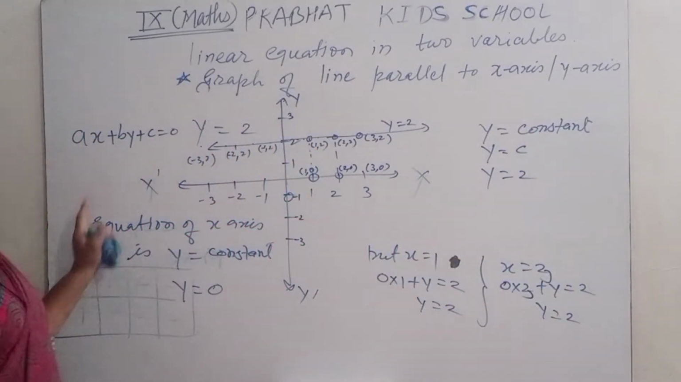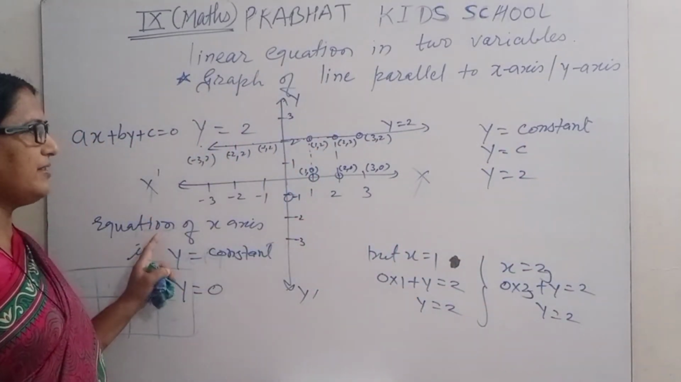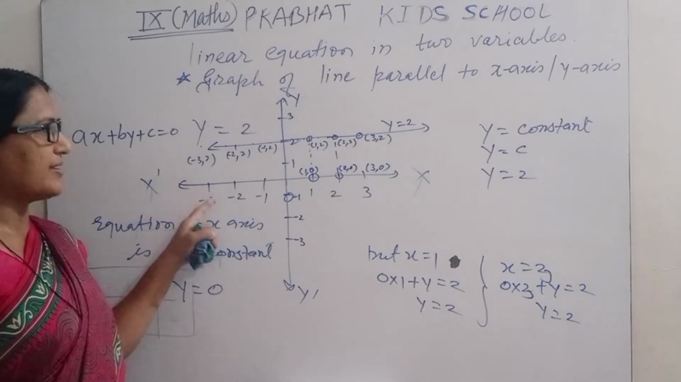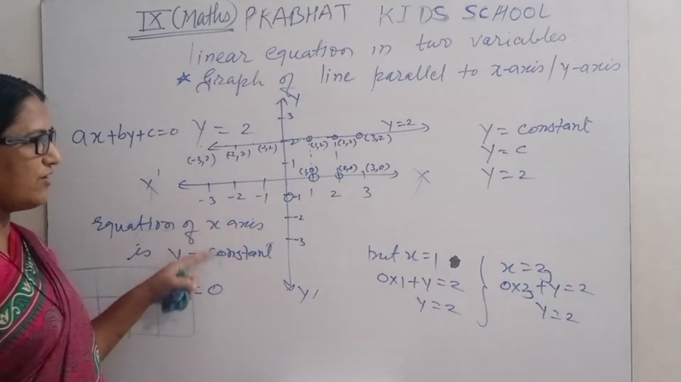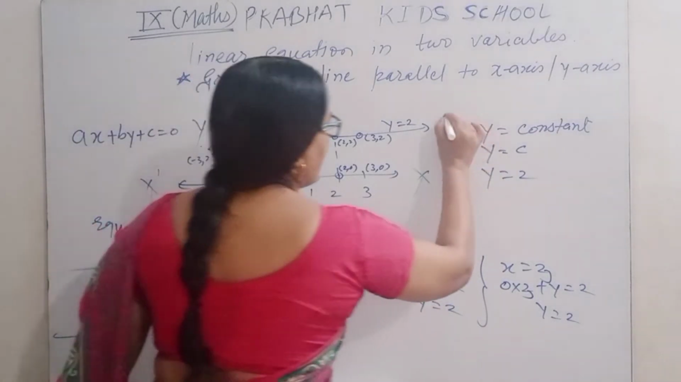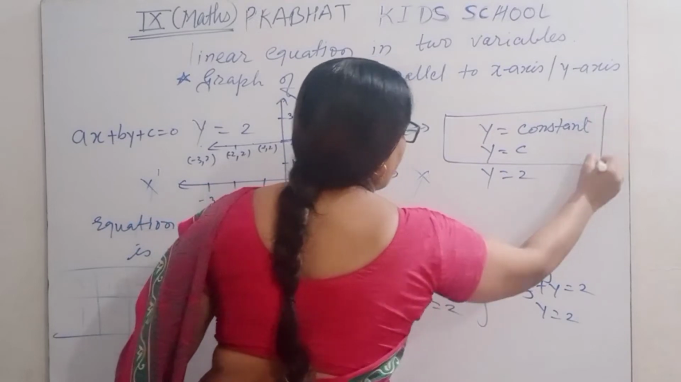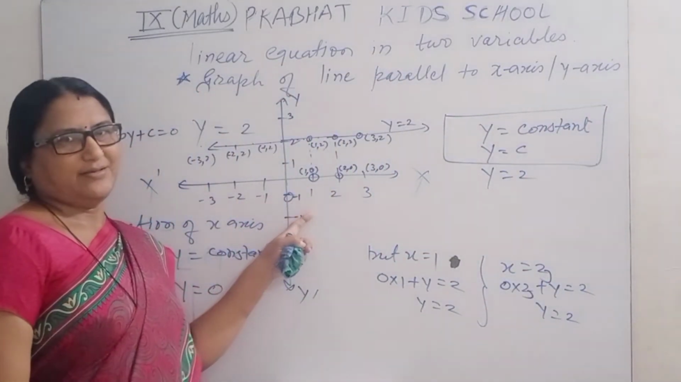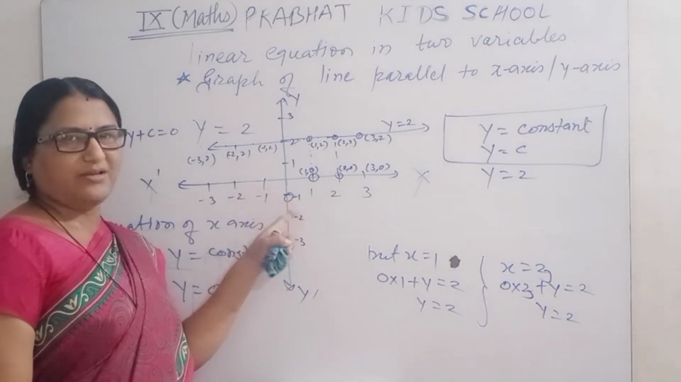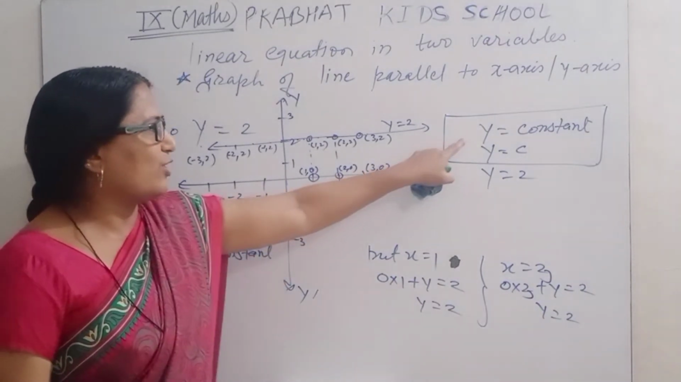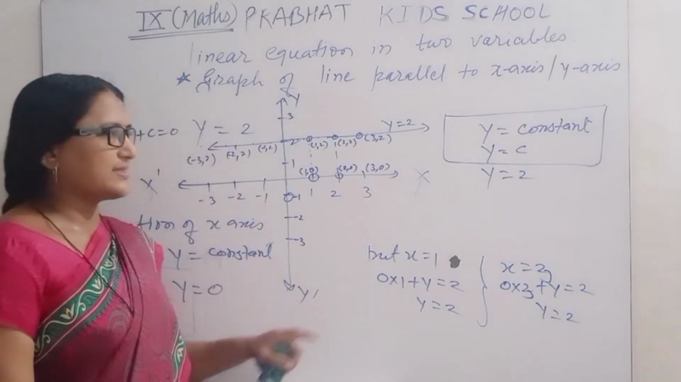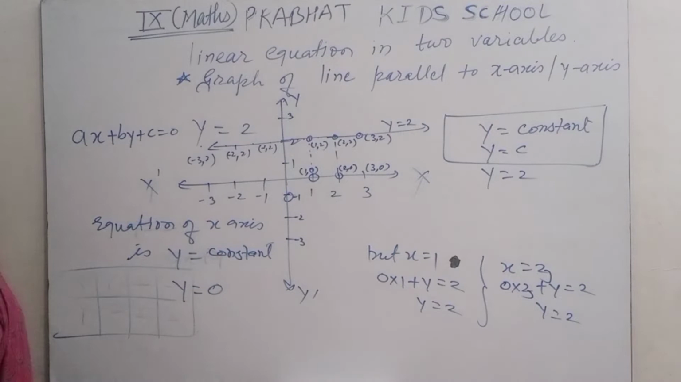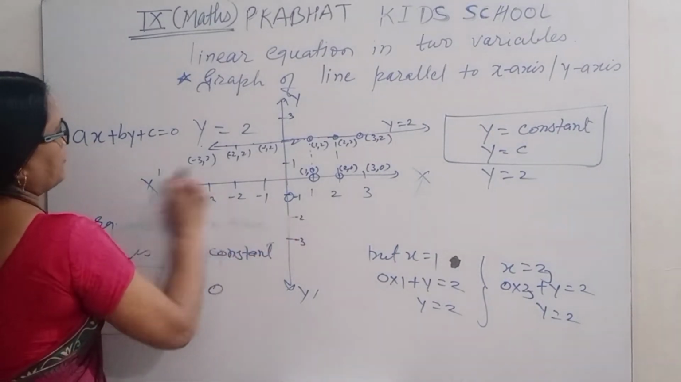What is the conclusion? For a line parallel to the x-axis, the equation of the line is always y is equal to constant. The equation of the line parallel to the x-axis is always y is equal to constant, y is equal to c. Isn't it? Clear? Now, one more example we are taking.